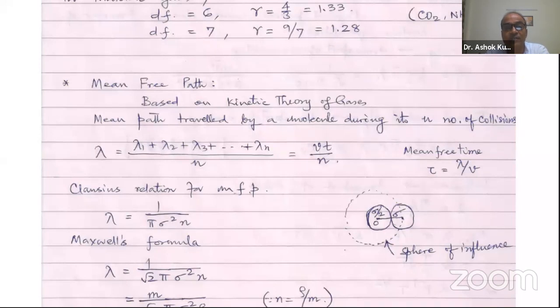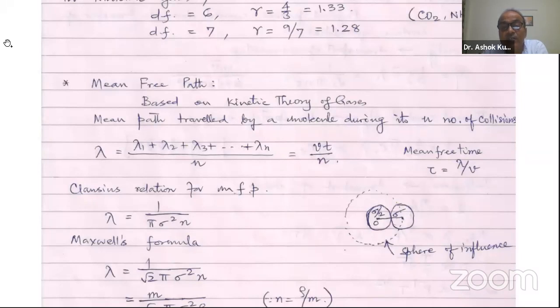So lambda 1 is one free path, lambda 2 is another free path, lambda 3 is another free path, and so on and so forth, and n is the number of such collisions, then we can say that the average of these free paths is the mean free path. So we say that the mean free path is the mean of the free paths traveled in n number of collisions.